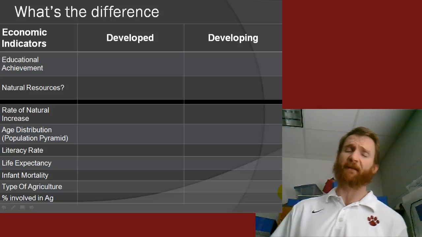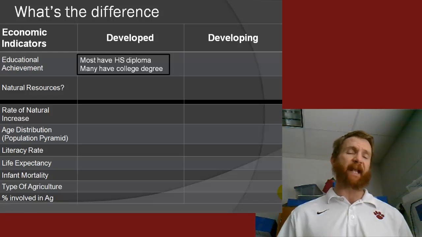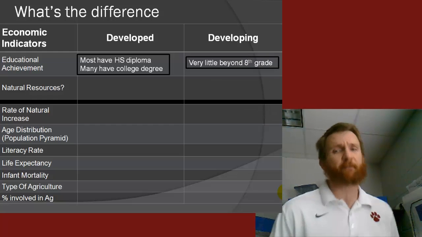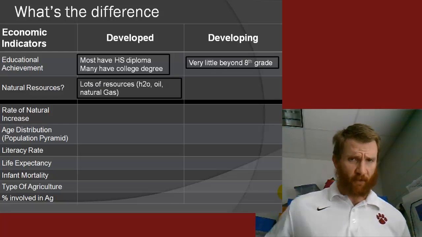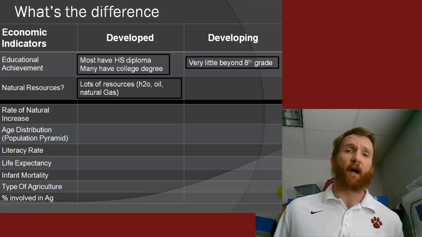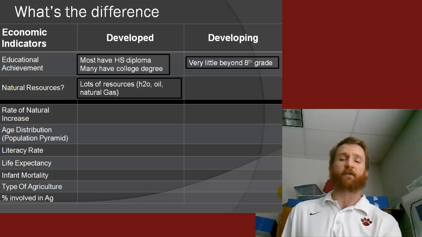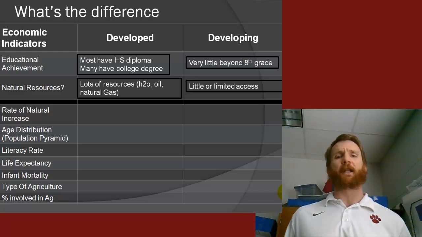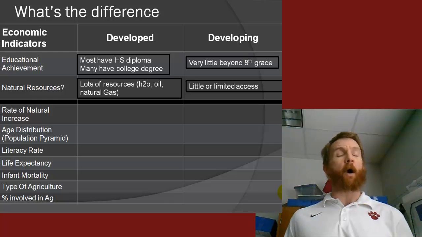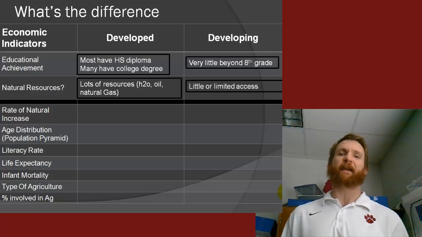So let's look at developed countries. Educational achievement, which we talked about earlier. Most have a high school diploma. Many have a college diploma in a developed country. In a developing nation, there's very little education opportunity beyond an 8th grade education. Developed countries have lots of natural resources or access to natural resources, and we include in there water, oil, natural gas, other mineral resources are great. And developing nations have little or limited access. Or if they do have access to natural resources, they're hard to get to, very hard to mine, very hard to pull out, or maybe they only have one thing that they mine or have.